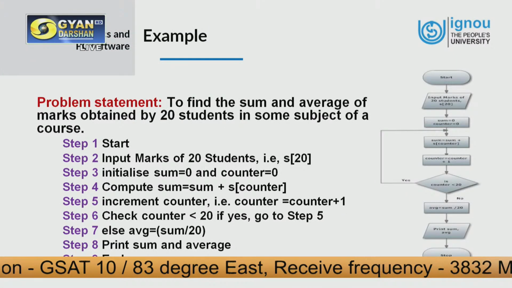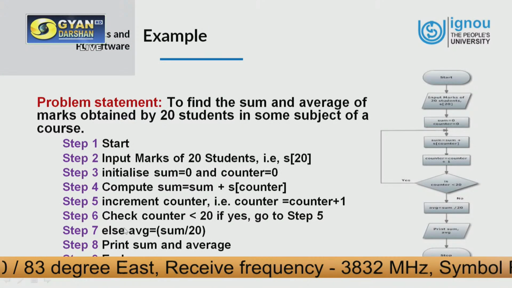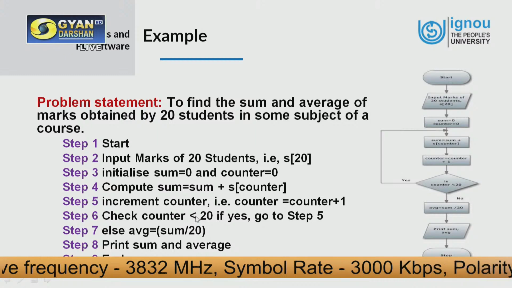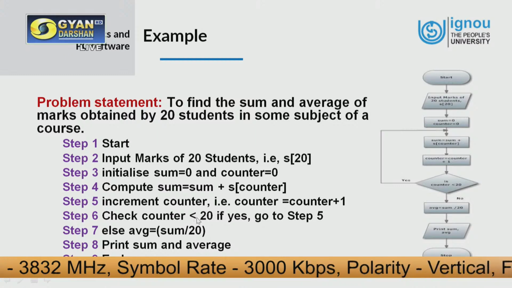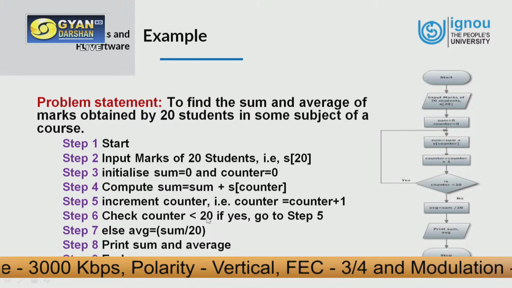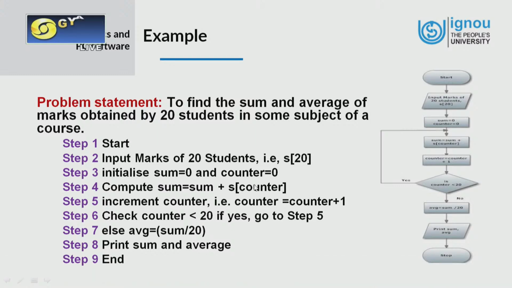All right. So we are just checking here. Once you have computed the sum and added all the student marks, that is by checking counter is less than 20, because the highest index is 19. So when the counter becomes 20, that is the time you terminate this loop and come out from here.